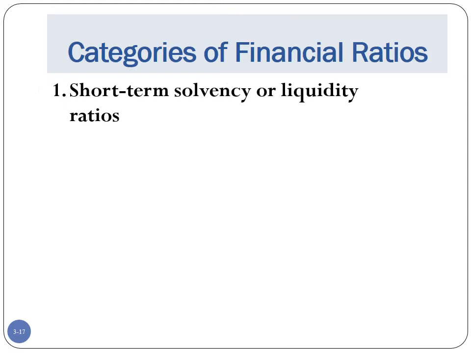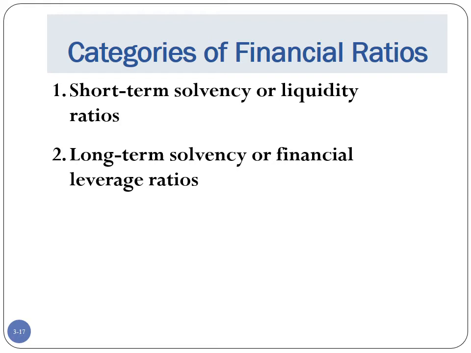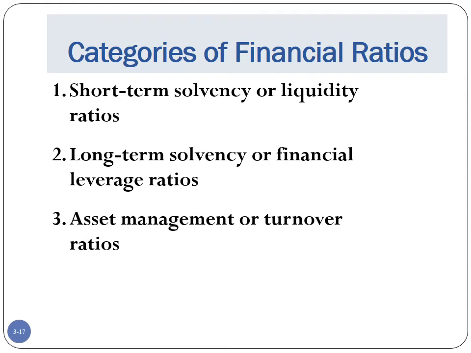There are a couple of different categories of financial ratios. The first is short-term solvency or liquidity ratios. These are important because they represent not only short-term operational efficiency, but the tendency towards bankruptcy. The second are the long-term solvency or financial leverage ratios. And these, again, indicate solvency and are more indicative of a bankrupt position for the organization. Asset management or turnover ratios tell how effectively the managers are using their assets. Are they very productive? These are productivity-based ratios.